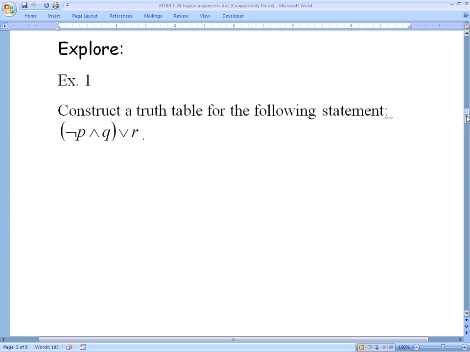So to start with, I have a logical statement written in symbolic form, which is not P and Q or R. And you'll notice here that we have 3 different propositions, all abbreviated by lowercase letters. So to start with, I'm going to write down those 3 letters, P, Q, R. We write them in alphabetical order.